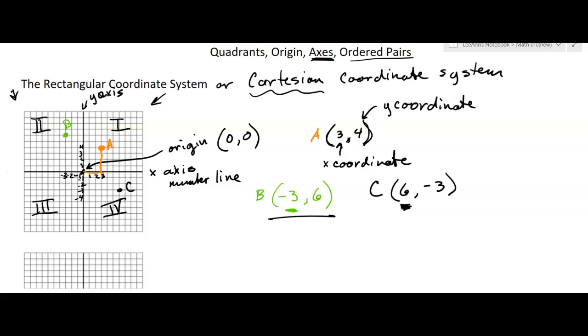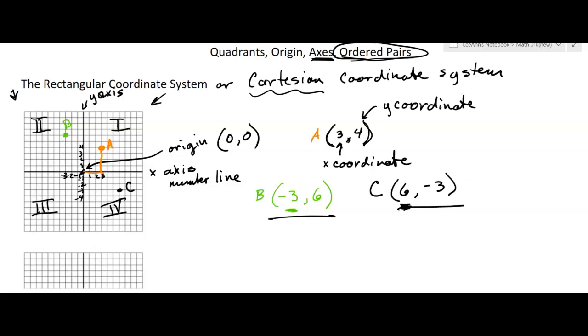Notice that B and C, they have the same numbers, but they're in a different order, and it makes a difference where your point is. That's why they're called ordered pairs, because the order matters. My point C is in quadrant 4. My point B was in quadrant 2.